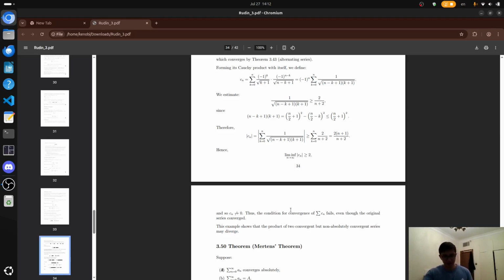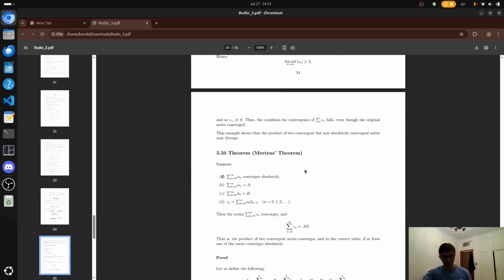Now we have Mertens' theorem. Suppose sum an converges absolutely, sum an equals A, sum bn equals B, and Cn is the Cauchy product. Then sum Cn converges and equals AB. This is basically what I said: the Cauchy product is the same thing as the infinite product of the two series.